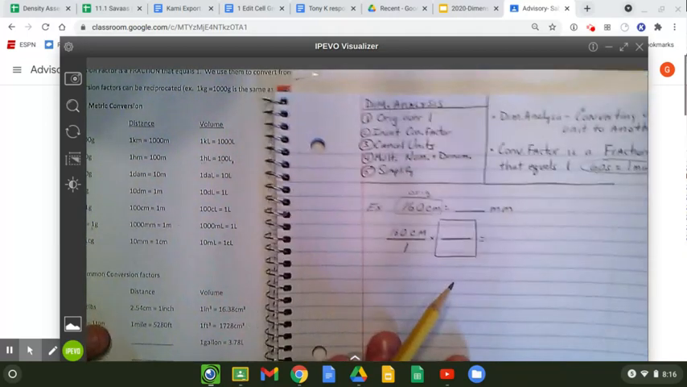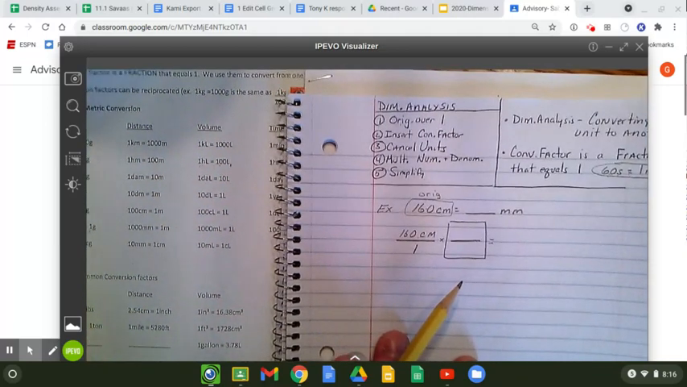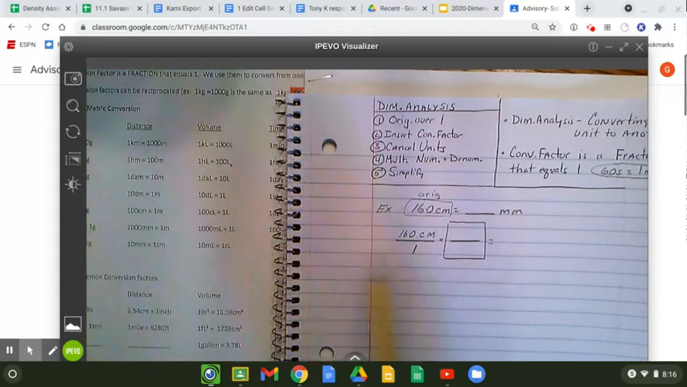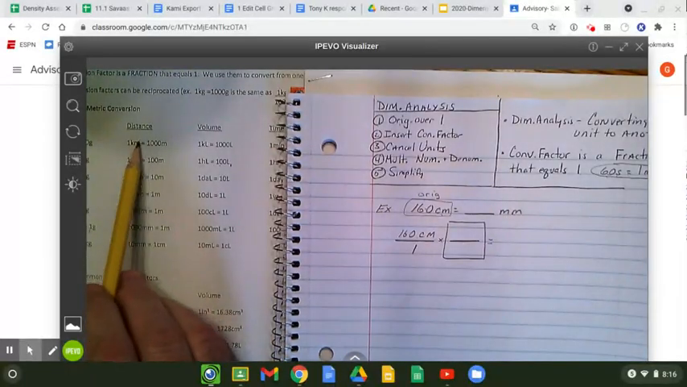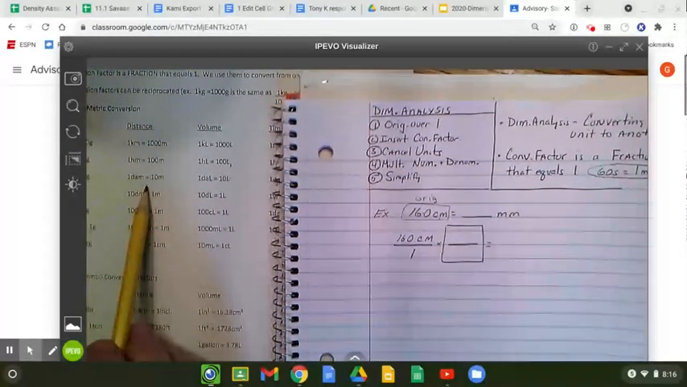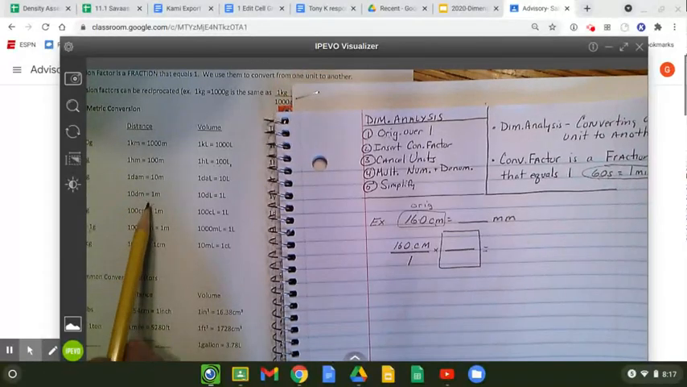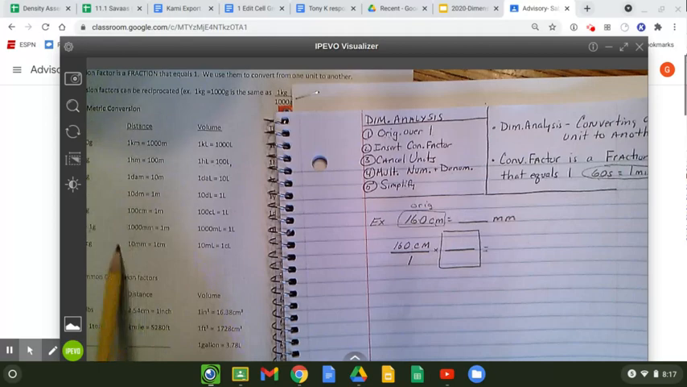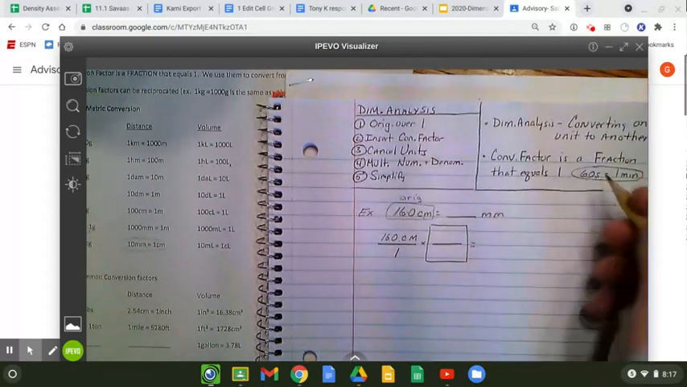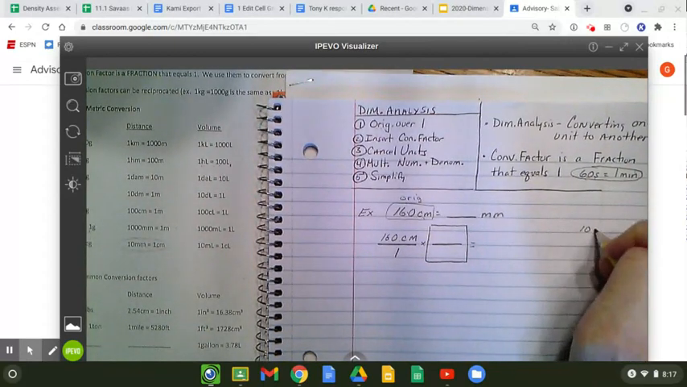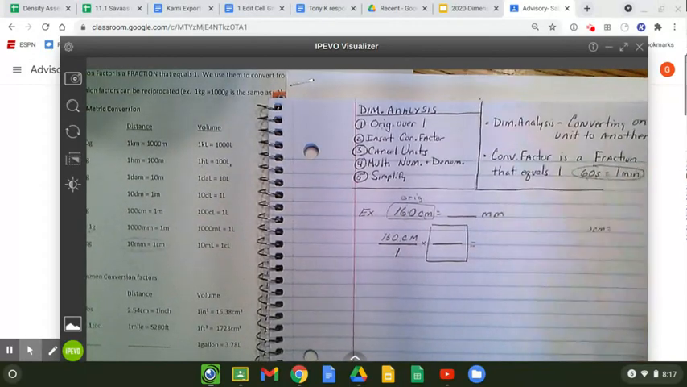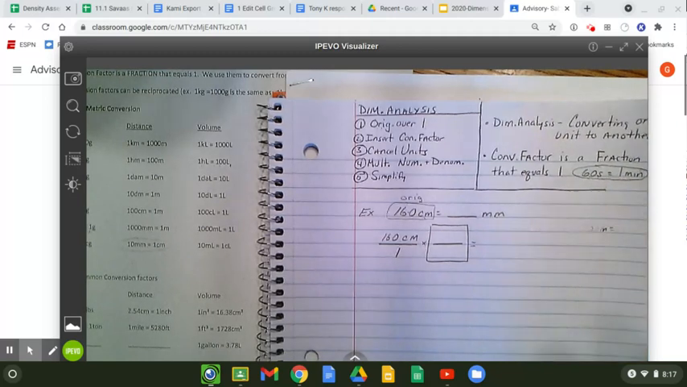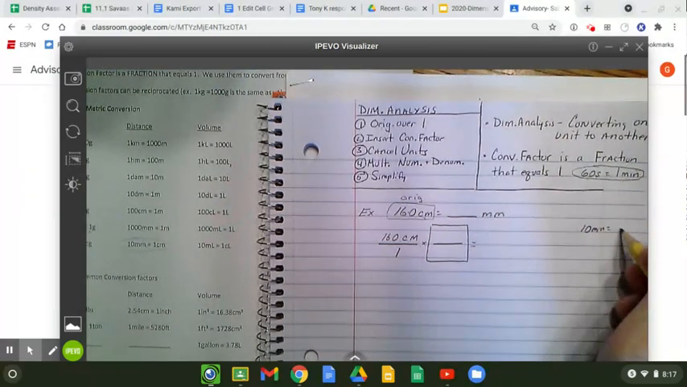Since I'm going from centimeters to millimeters, I want to look at my conversion factor sheet that I passed out to you guys. First, I'm going to look for these 2 units of measurement, cm and mm. I know that meters is a measurement of distance, so I'm going to go down here and, let's see, centimeters to millimeters. Oh, I found it right here. We got 10 millimeters equals 1 centimeter. So I'm just going to throw that over here: 10 millimeters equals 1 cm.